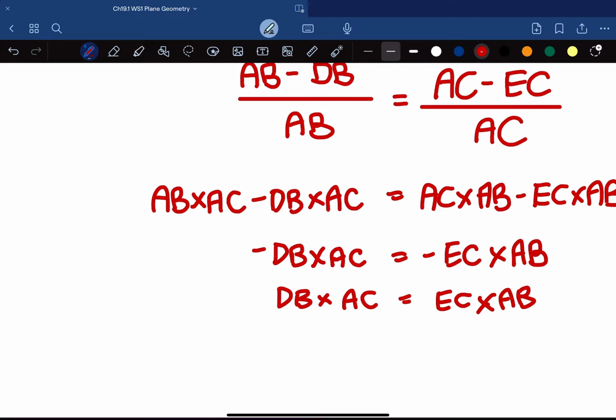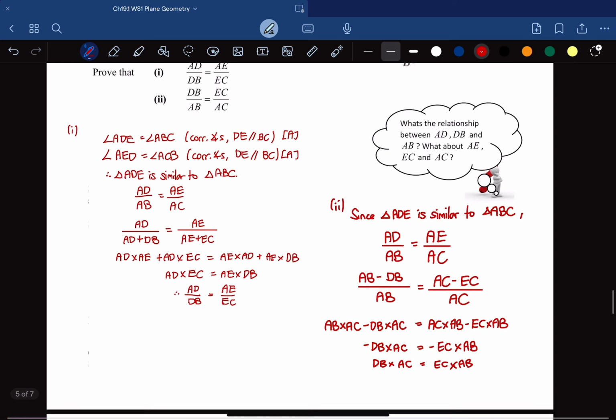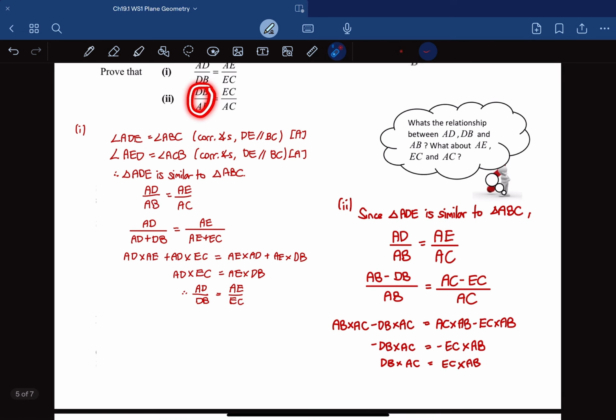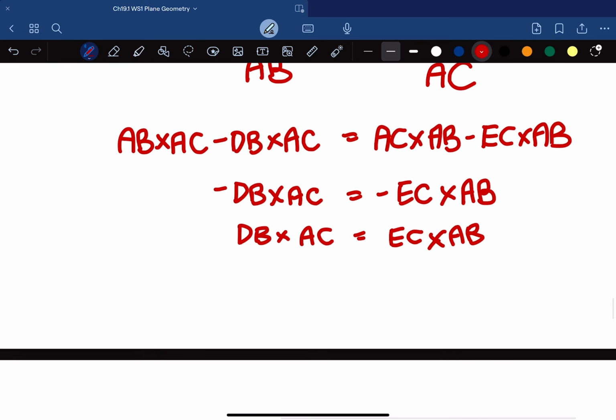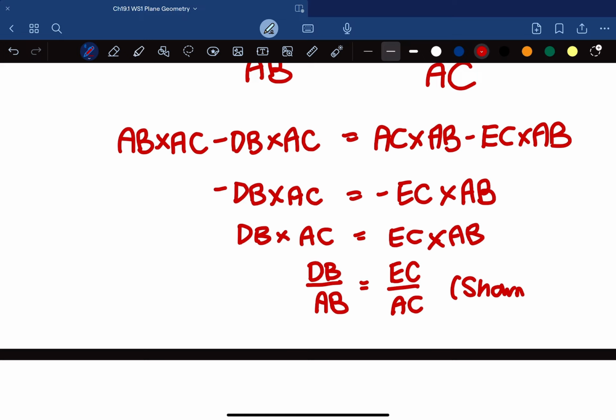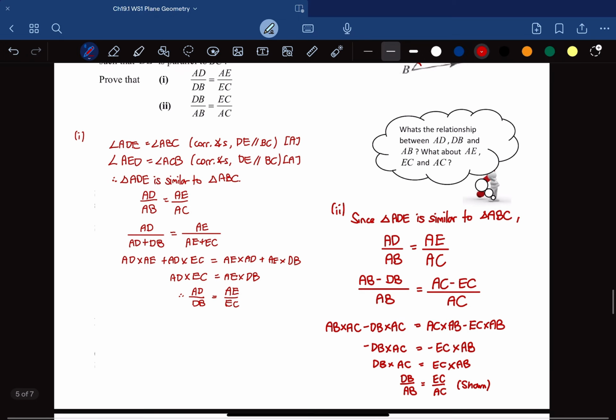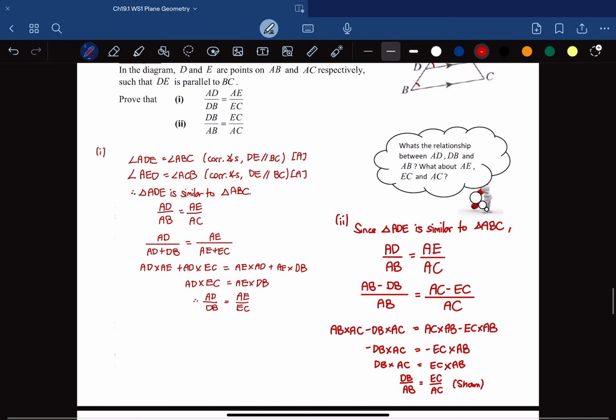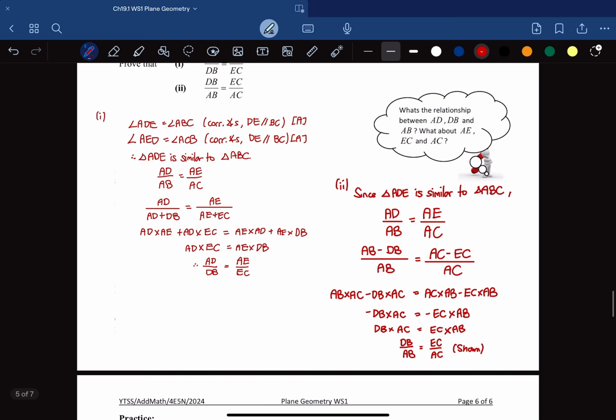Okay, and then from observing what the question wants me to get, I want to have DB over AB. So I simply divide both sides by AB and both sides by AC. I will simply obtain DB over AB equals EC over AC. And therefore, I've shown what the question wants us to find. Okay, and this is for example 4 part 2. You can pause the video if you need more time to copy this down.